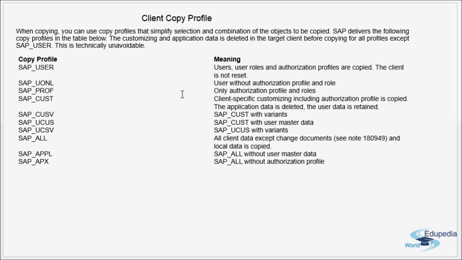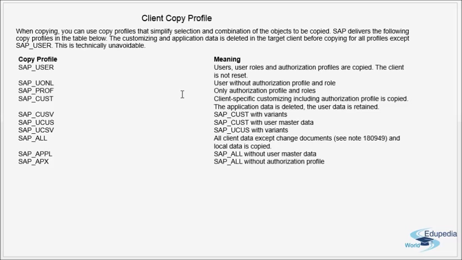And one more thing in client copy is you can create a fresh client and do the copy. A fresh client has no data and no configuration, so we copy everything. But say I have a client which already has some data and configuration. When we do a client copy, we are just trying to overwrite it. So in that case, the customizing and application data is deleted first. Except for SAP_user, in all other profiles, the customizing and the application data is deleted.